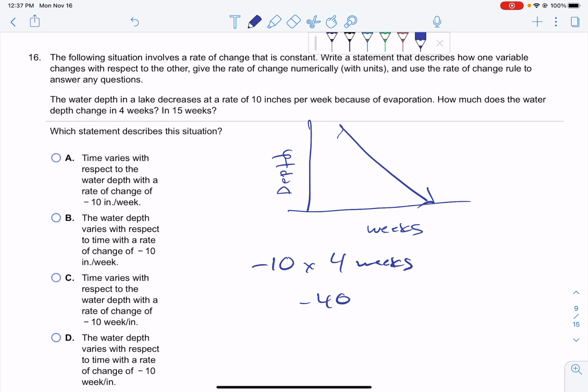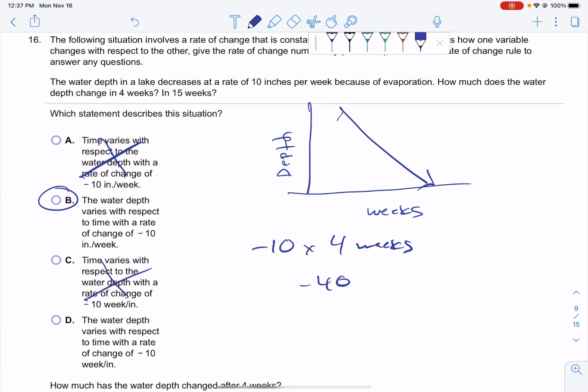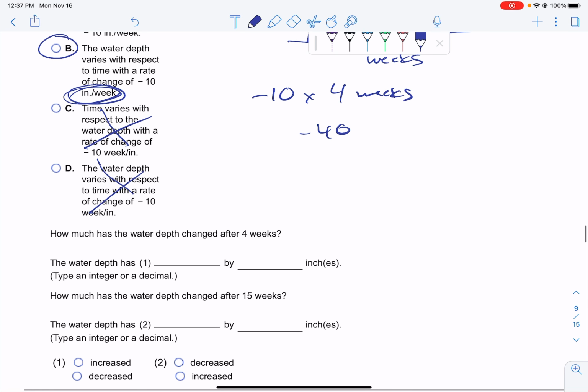Time varies with respect to water depth. No. The water depth varies with respect to time. Yes, the depth is changing as time changes at negative 10 inches per week. That looks pretty good. Time varies with respect to water depth. Nope. The water depth varies with respect to time with a rate of change of negative 10 weeks per inch. No, it's inches per week. Be careful about the units right there. So the water depth has decreased by 40 inches.